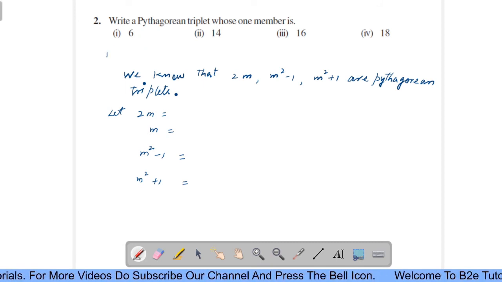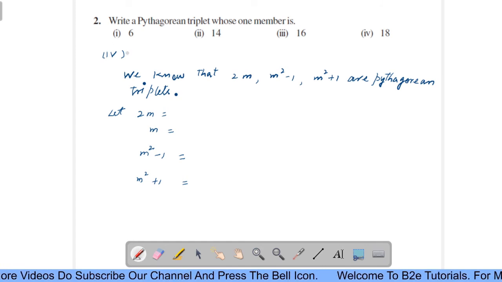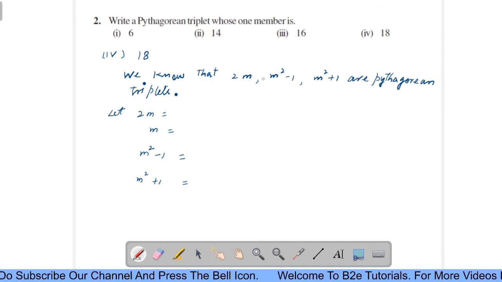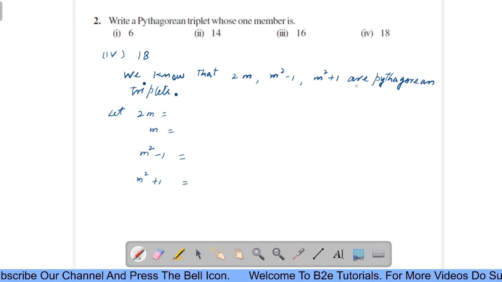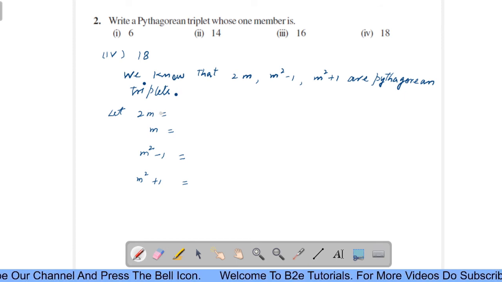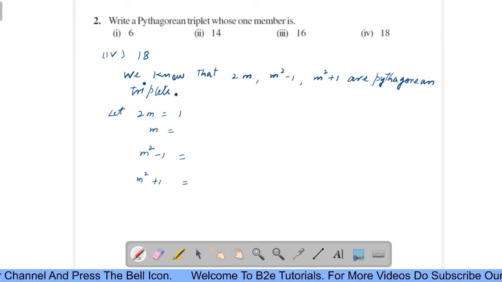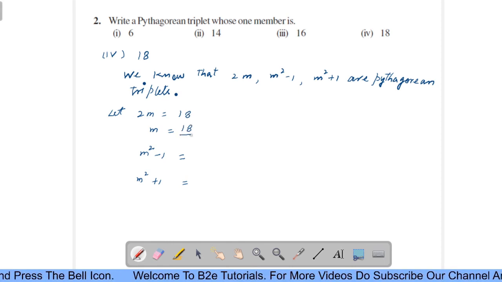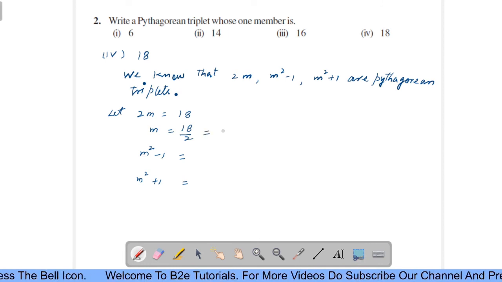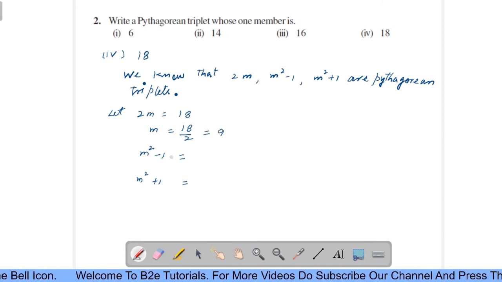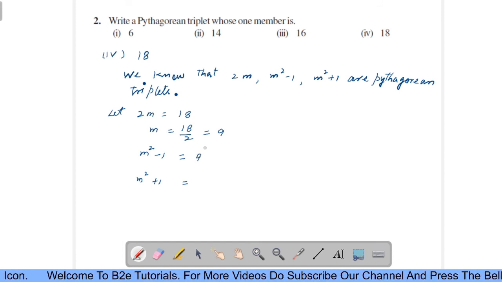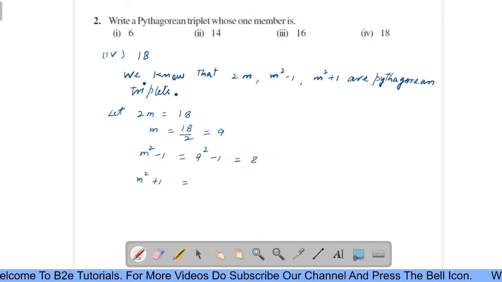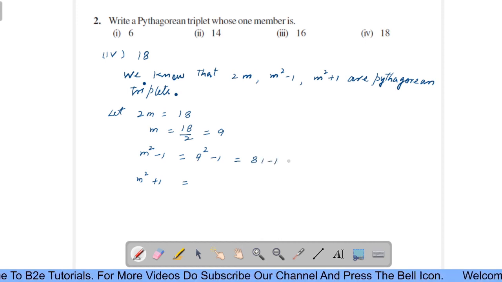Now come to fourth part. It is 18. We know that 2m, m square minus 1, m square plus 1 are Pythagorean triplets. Let 2m equal to 18. M is equal to 18 upon 2, that is 9. Find out m square minus 1. M is 9. 9 square minus 1. 9 square is 81 minus 1, that is 80.